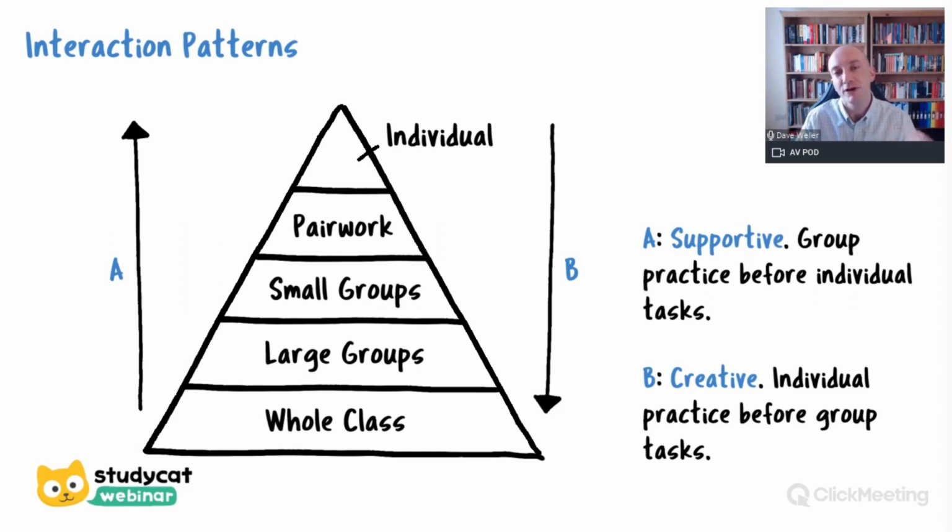work. So try and think about the aim of your task. Which one of these does it fit into, supportive or creative? And then sequence your interaction like that.